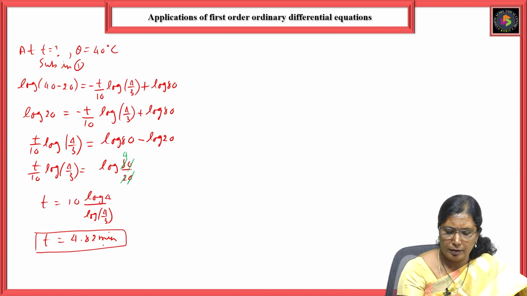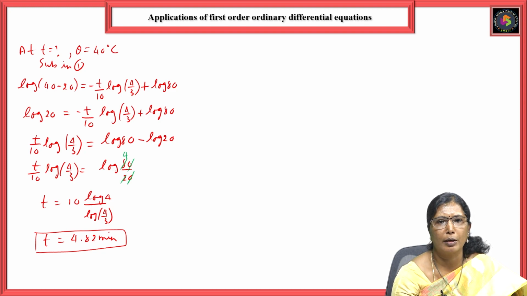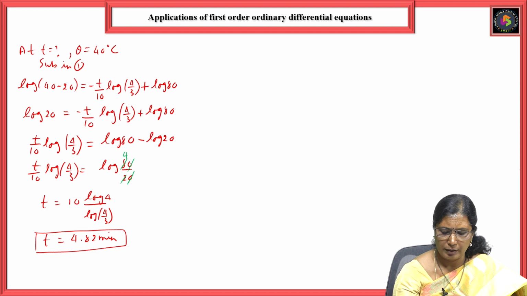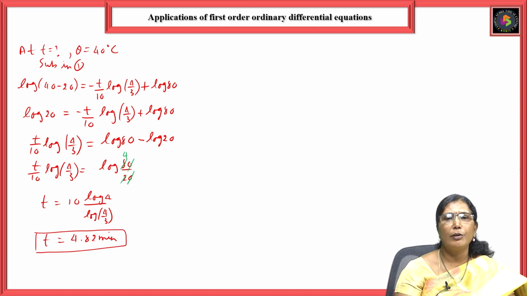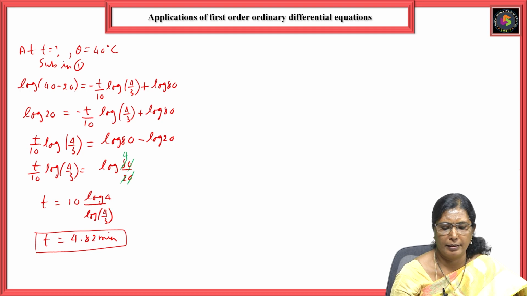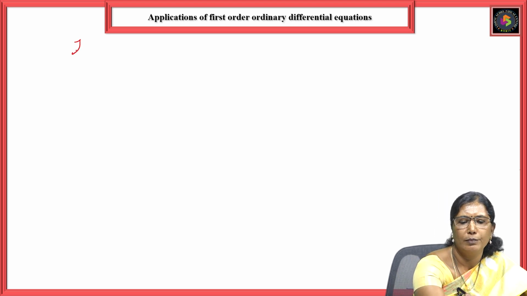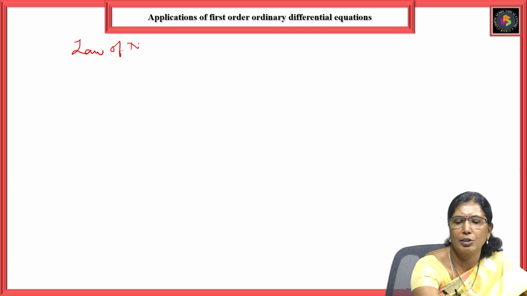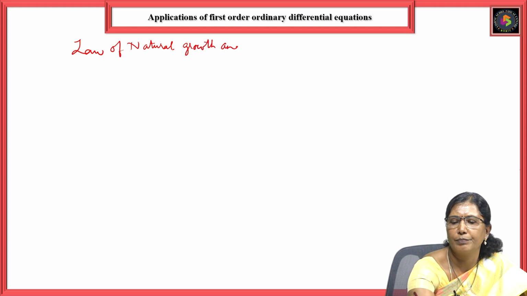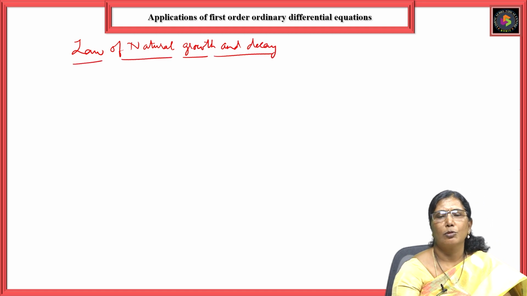So after the time increases to 4.82 minutes, the temperature of the body reduces to 40 degrees centigrade. Next we will go to the next application, that is the law of natural growth and decay. So the next application is nothing but the law of natural growth and decay.